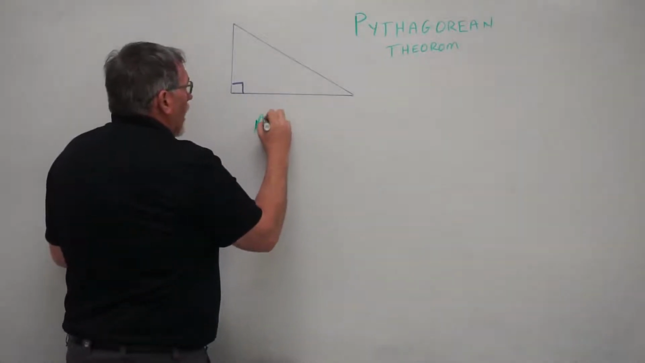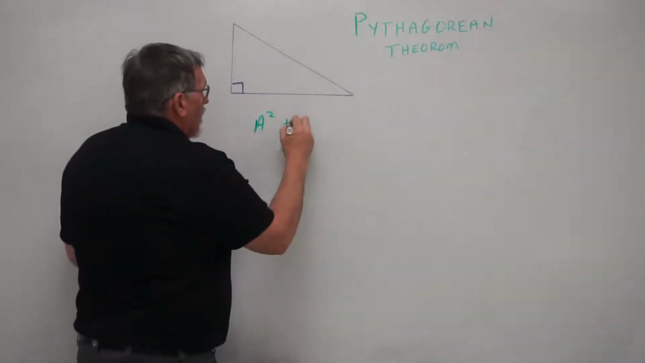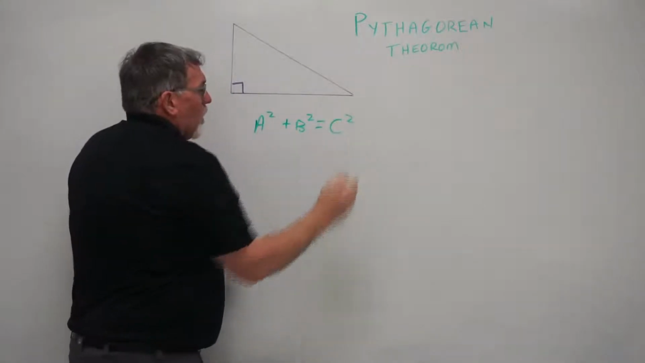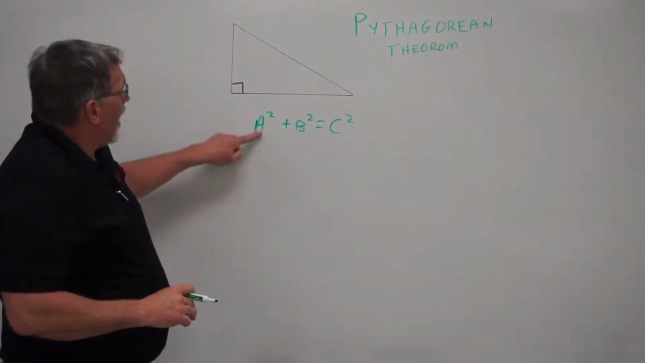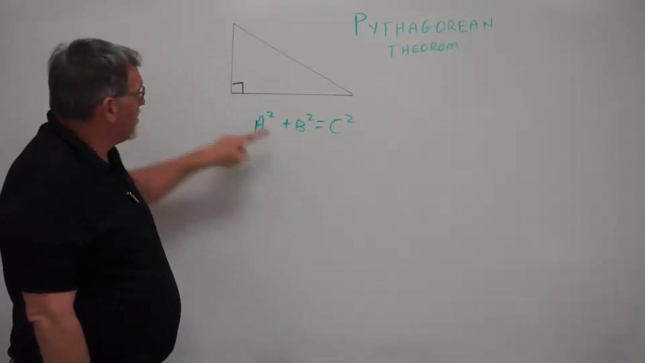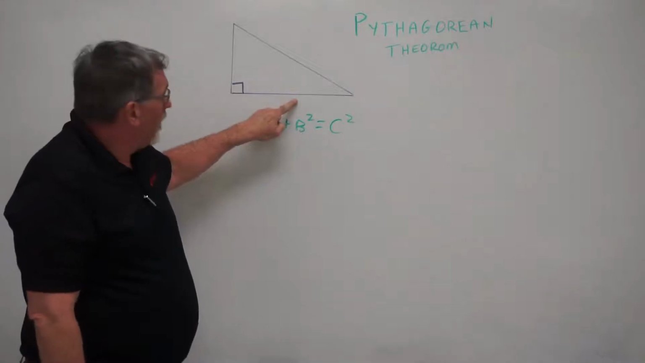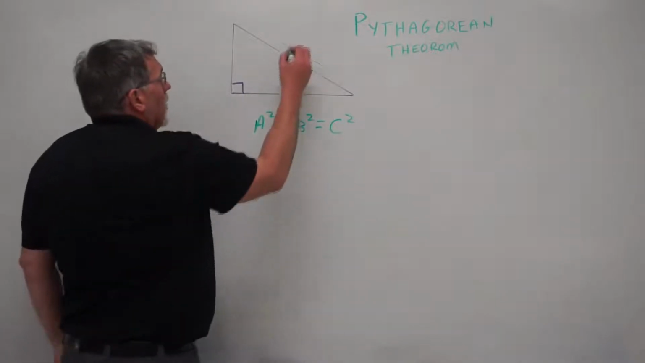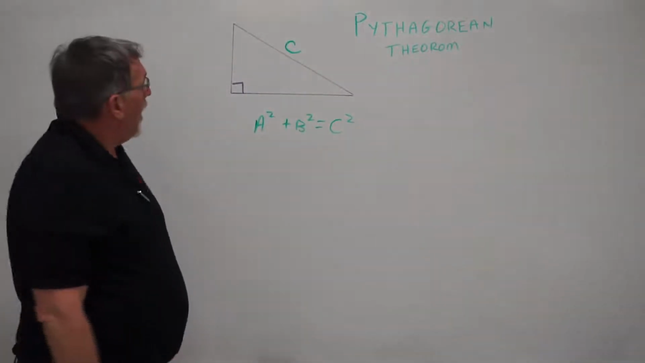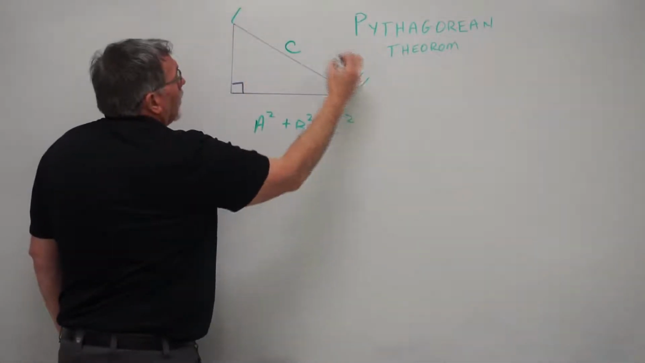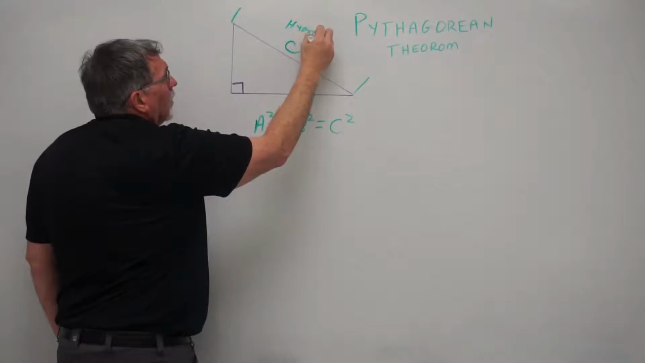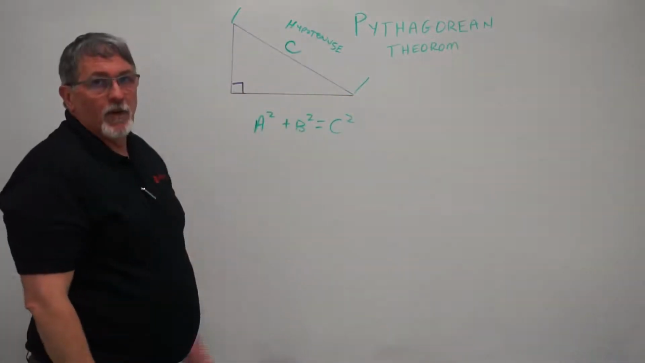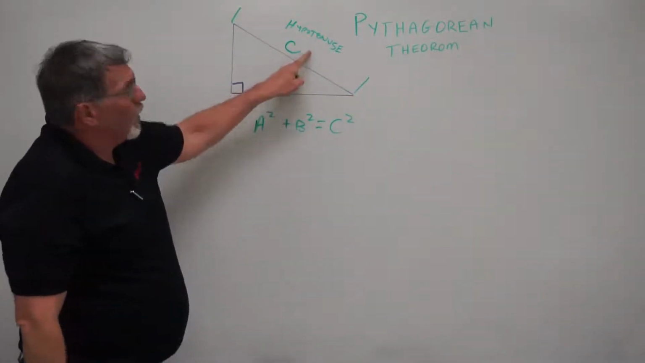a squared plus b squared equals c squared. Okay? Now, a represents one of the sides, the length of the side. b represents the other side, the length of that side. And c is always going to be the hypotenuse. As you guys remember, the hypotenuse is the longest side of a triangle. So anytime you have the longest side of a right triangle, that's called the hypotenuse. That's always going to be c.